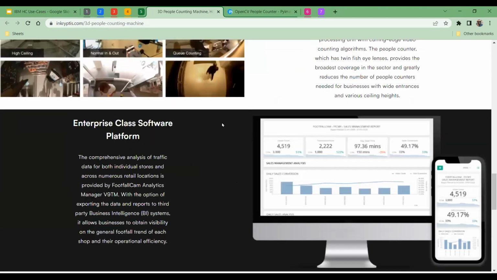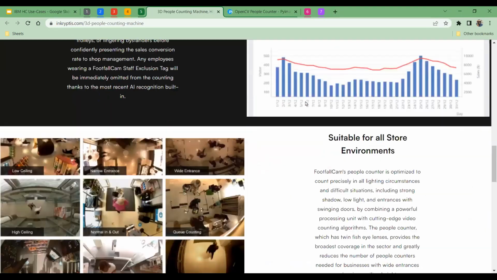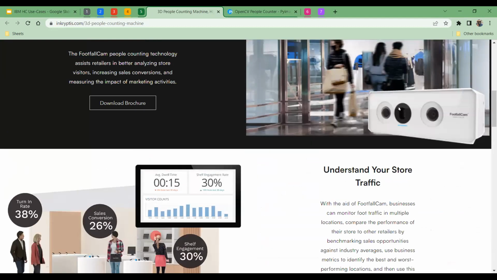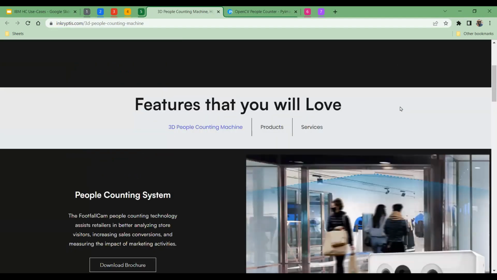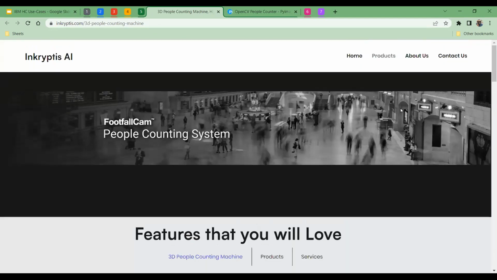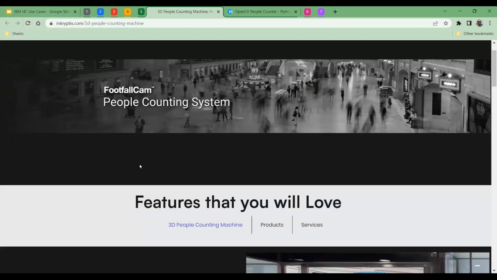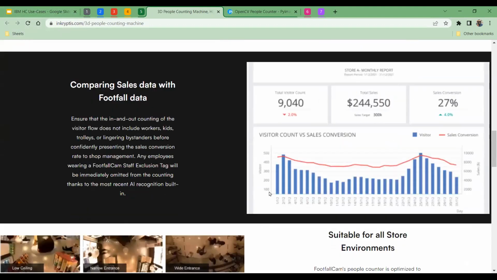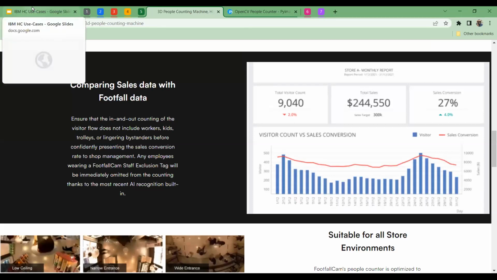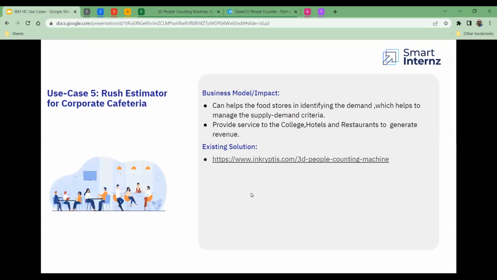Okay. This has already been implemented in malls and elsewhere, where they have created a surveillance camera solution. Instead of this, we can also use the existing CCTV footage of that corporate office and analyze it. After that, with the data, we can also develop visual analytics. So yeah, that's about the existing solution.